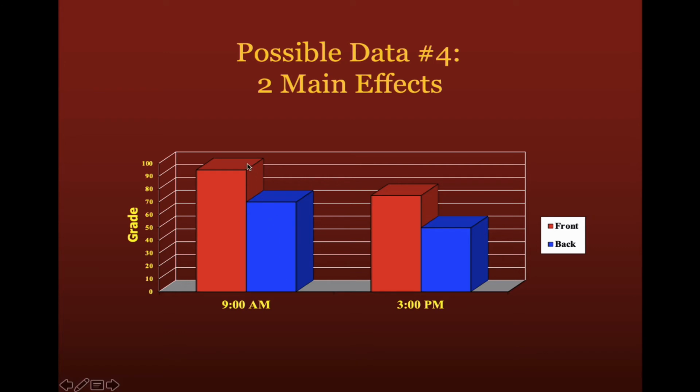So again, the average of the 95 and the average of the, I forget what this was, 70, I guess, right? And then we're going to compare that to the average of our 3 o'clocks, right? So it's always looking at the averages when we're talking about main effects. And because those averages are different, we can say we had a main effect of time of day such that students at 9 o'clock had higher grades than students at 3 o'clock.